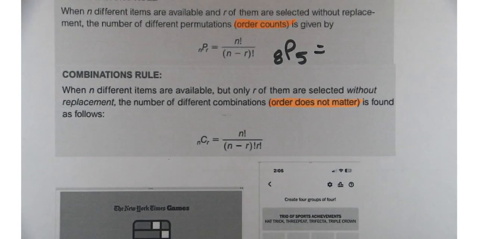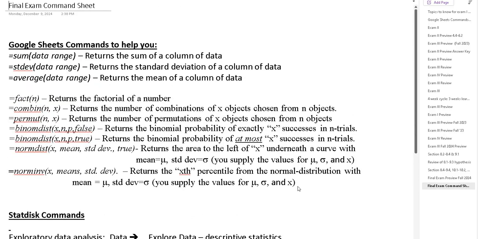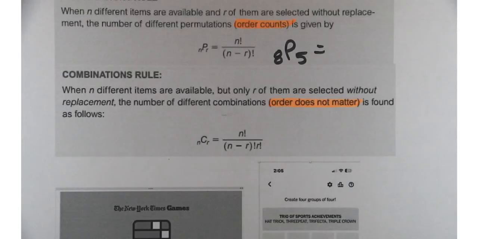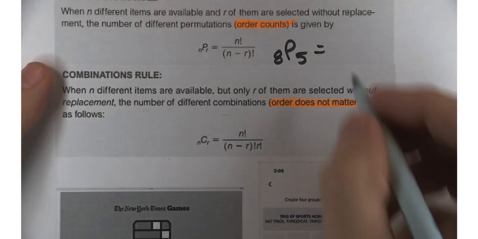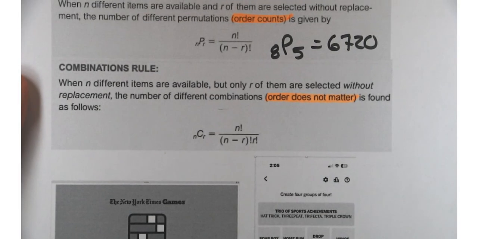Now, in case you're struggling to remember, here's one of the things that I'll give you on your final exam, and that is a sheet with all your commands. This will be actually printed on your exam, and wait for it, here we go. And I'll even put a guide to some of your StatDisk commands. Yeah, I know. Whoa, yay. All right, so in any case, you should be able to get, I think, about 6720. There you go. 6720. So order matters.